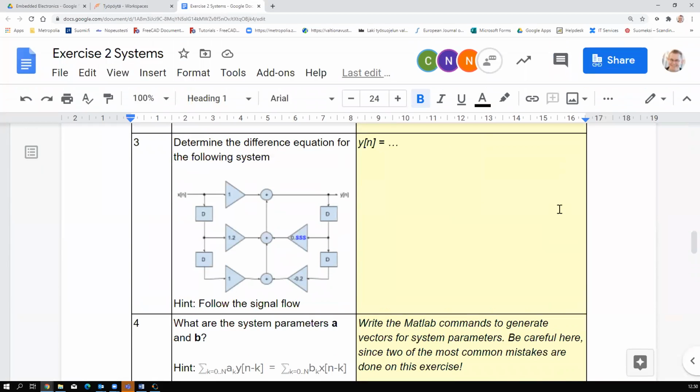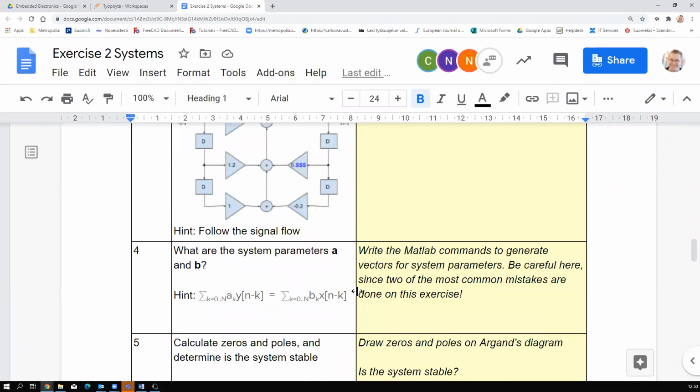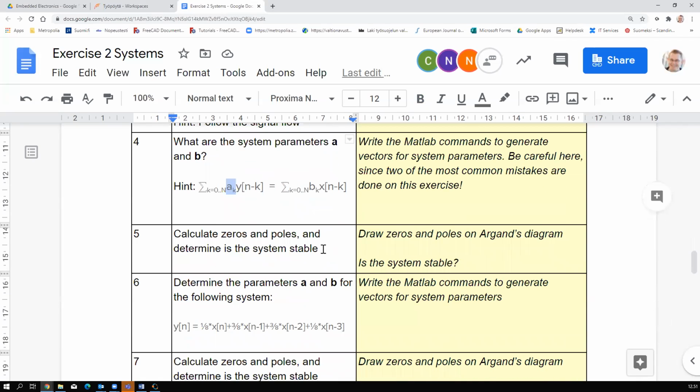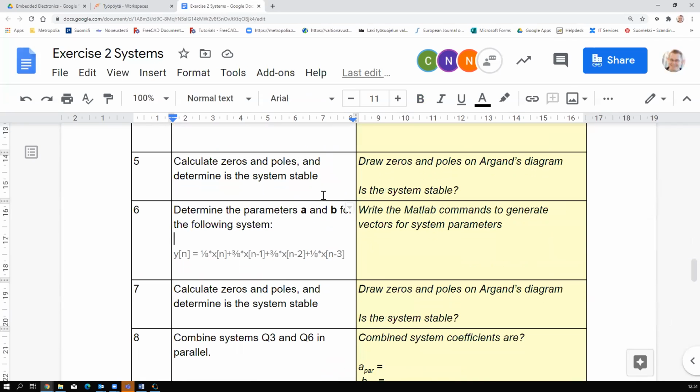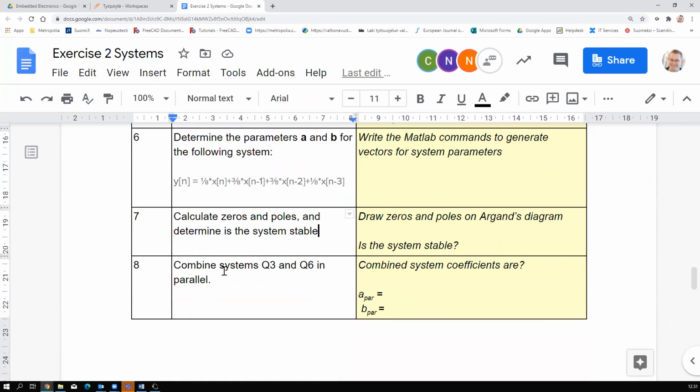So there is a block diagram. You need to figure out what the difference equation is, meaning what the output is. Then you need to figure out how to generate the parameters bk and ak, which are also called system coefficients or system parameters. Then calculating the zeros and poles, again A and B for this system.